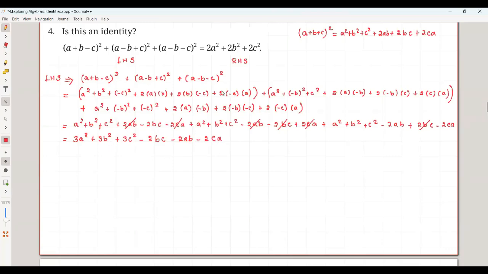In LHS we are getting this, but in the RHS we have to get only 2a square plus 2b square plus 2c square. So this is not coming as RHS. We can say LHS is not equal to RHS. Therefore, this is not an identity. Identity means both sides should be equal.